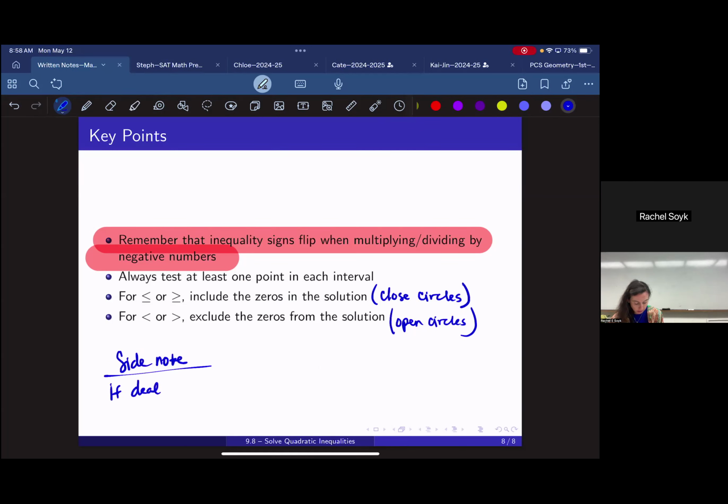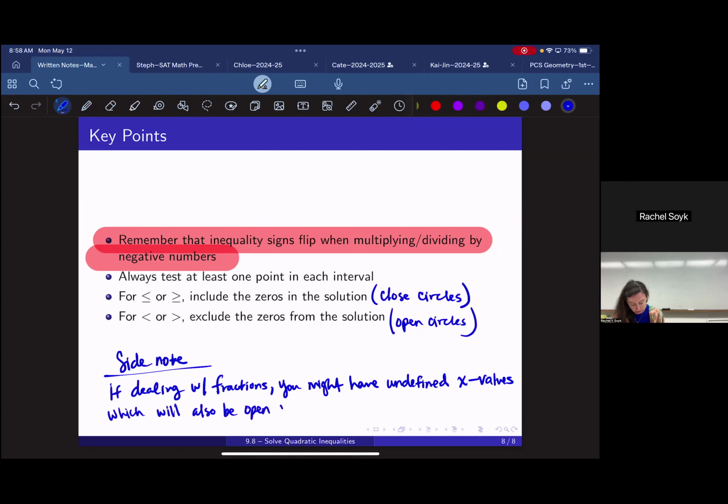If dealing with fractions, you might have undefined x values, which will also be open circles on your number line.